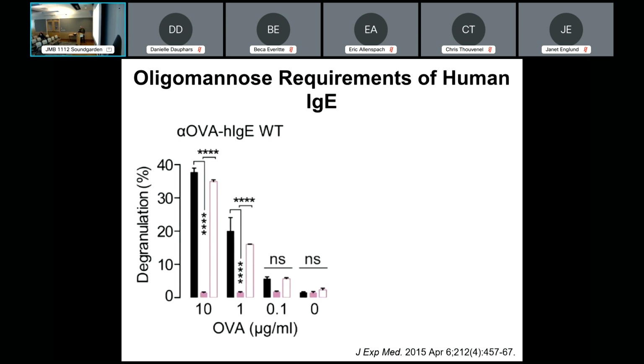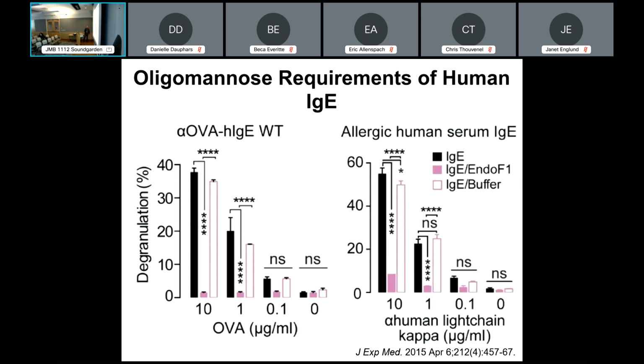And so when we did that for a recombinant OVA-specific human IgE, you can see that essentially the recombinant IgE shown in black was pretty robust at triggering anaphylaxis. When we removed the glycan, shown in these solid pink bars, there's absolutely no degranulation, but the buffer control in the open bars acted fairly similarly to the wild-type treated IgE. And that's true also for primary IgE that was cross-linked with just anti-human light chain, so an antigen-agnostic way.